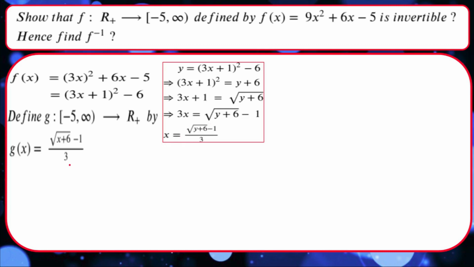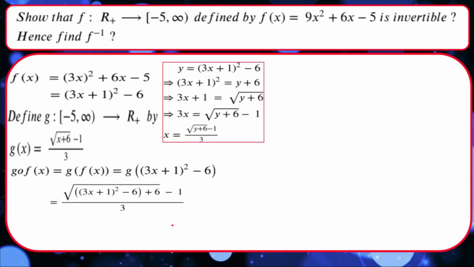Then verify that g composition f and f composition g are the identity function. What is g composition f of x? It is g of f of x. That is g of 3x plus 1 whole square minus 6. Okay. G of x is an expression. If x is 3x plus 1 whole square minus 6, substitute here. Then it is root of 3x plus 1 whole square minus 6 plus 6 minus 1 divided by 3. Now simplifying, it is 3x plus 1 minus 1 by 3 equal to x. That is identity function of x.